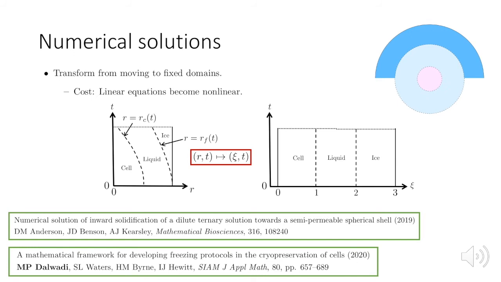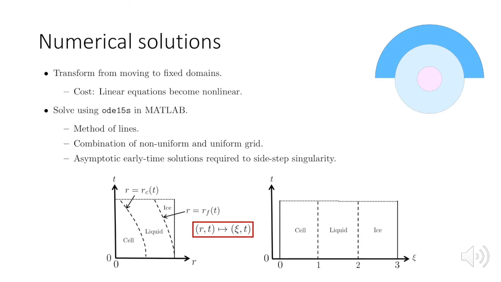One way is to solve it numerically. The full details of how to do this are outlined in our paper, and a similar problem was solved by Anderson, Benson and Kearsley last year, where they covered this method in more detail, so I would encourage you to read both if you're interested. Very briefly, the way we solve this system numerically is by first transforming the moving boundary domain into a fixed domain. This transformation has a cost, but the cost is sidestepped because we can solve the system using the method of lines. There are a couple of difficulties that can arise from this, outlined here, but we can sidestep them with some thought. Please do ask if you'd like to know more about this.